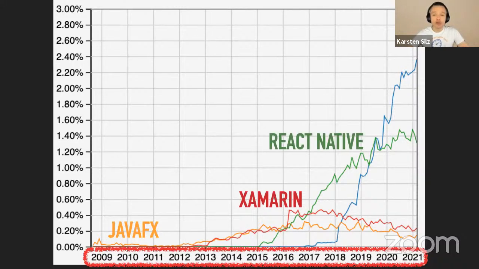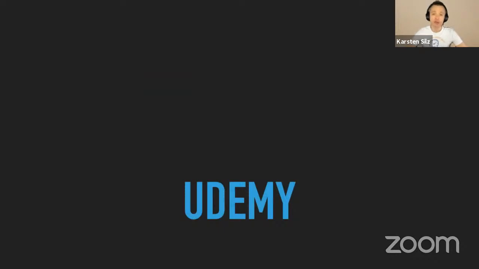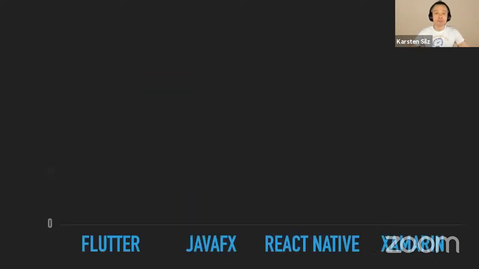The green line is React Native. We can see it's still growing, kind of stagnating at the moment, and Flutter is the clear winner here, still growing, about half as popular as React. If you recall, React, the web version, had 5% of the questions. Flutter is approaching 2.5%. Let's look at courses on Udemy.